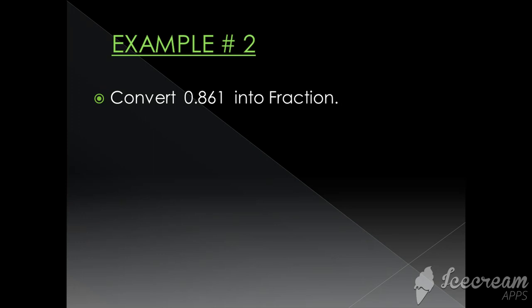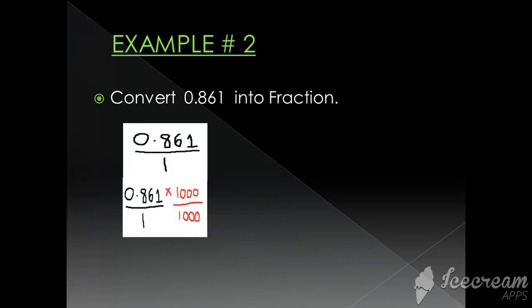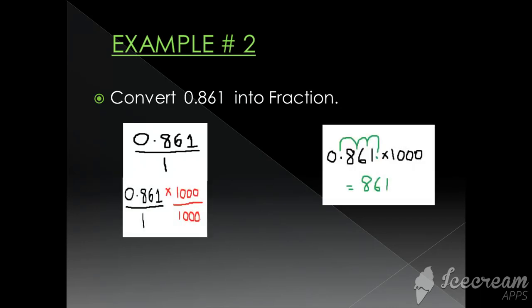Example number 2. Convert 0.861 into a fraction. So first we have to put a 1 in the denominator place, so it will be 0.861 over 1. So our second step was that we have to count the number of digits after the decimal. There are three digits, so we will multiply both the numbers by 1000. So here is multiply by 1000, so the decimal will take 3 jumps to the right, so our answer will be 861 over 1000.